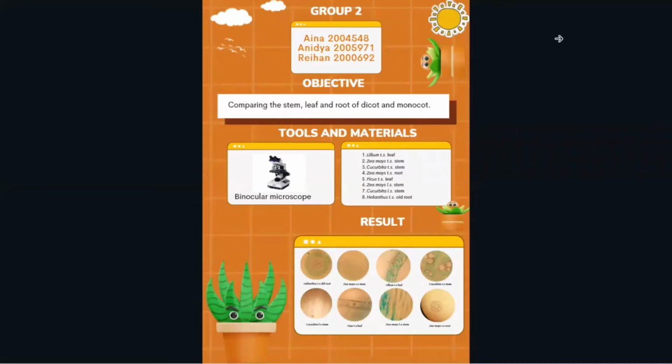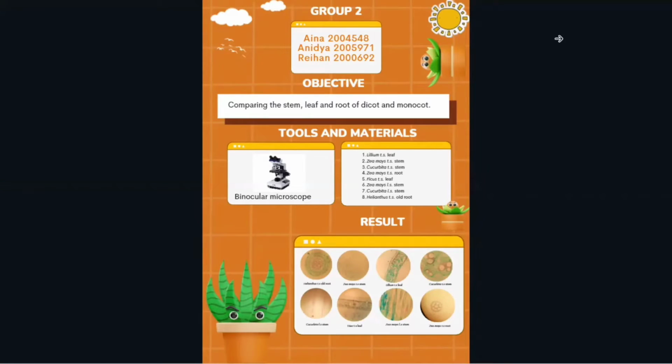So for the objective, we will compare the stem, leaf, and root of dicots and monocots. For the tools and materials, we use a binocular microscope as the tool, and for materials, we use 8 slide preparations.